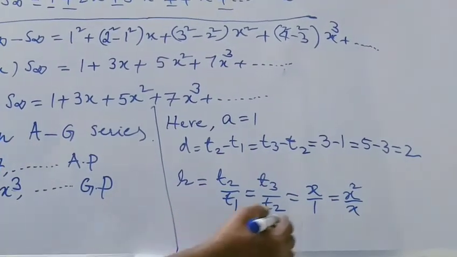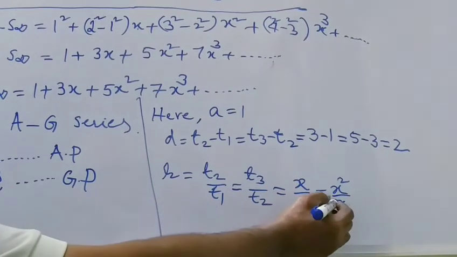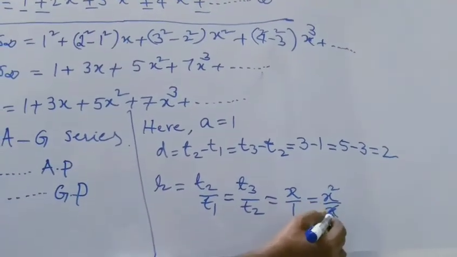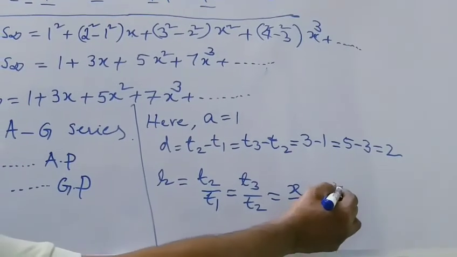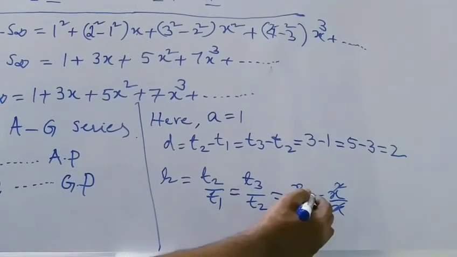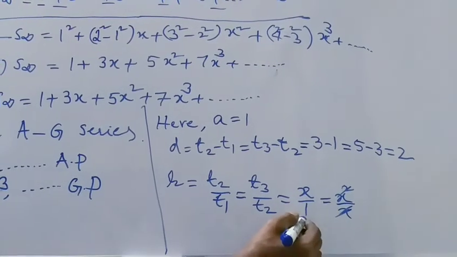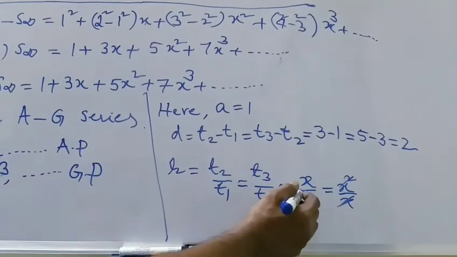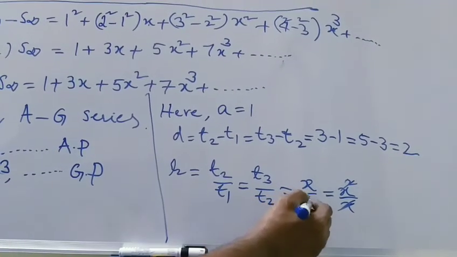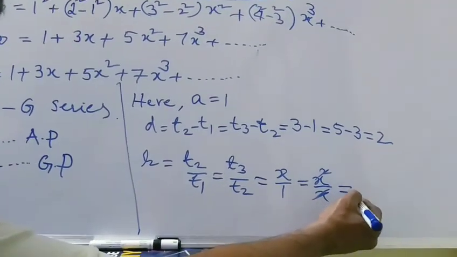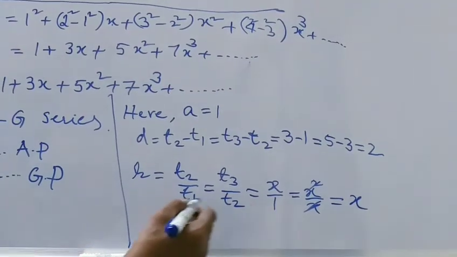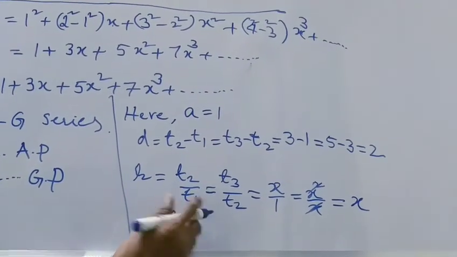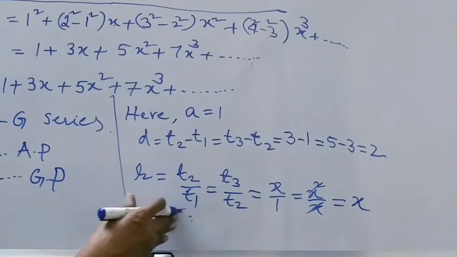Here the numerator is x square and the denominator is x, so x square cancelled and the leftover term is x. In the other ratio also x is leftover, since 1 by 1 is 1, so it becomes x. Therefore, the common ratio r is equal to x.